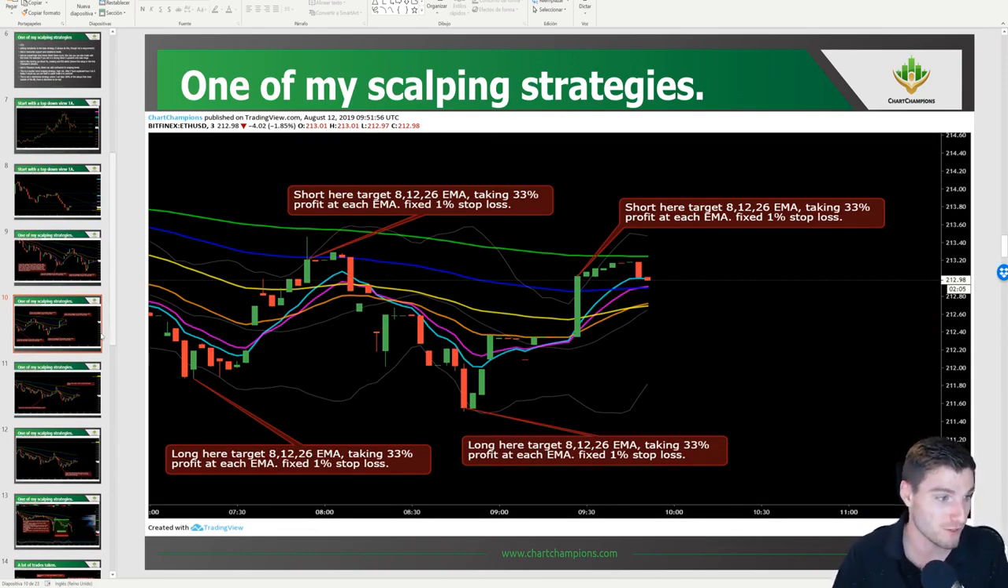I'm just going to go through these next few, just a few more examples. So you can see here, price closing outside, enter a limit order at the candle close. Target the 26.